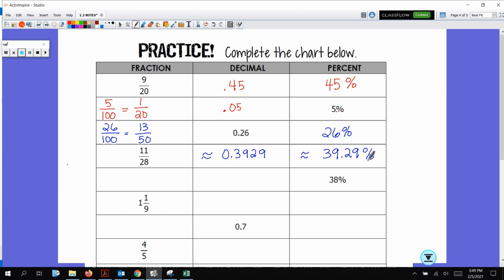All right, 38%. Remember, the decimal's right here. We need to move 2 places to the left to turn into a decimal. So 0.38. That's 38/100ths. 38/100.